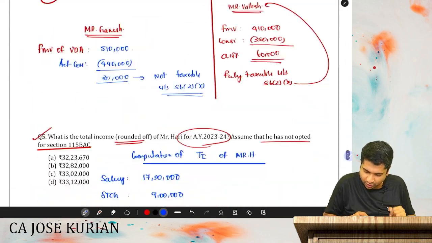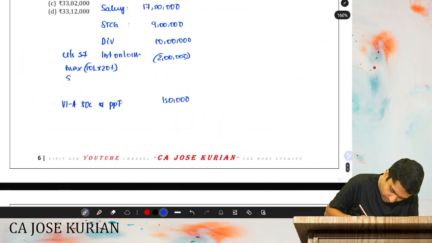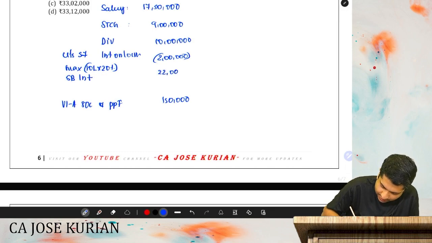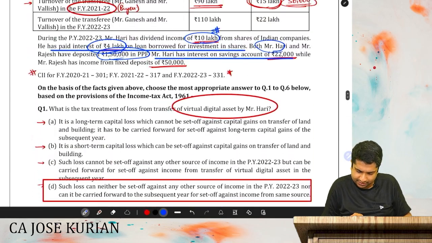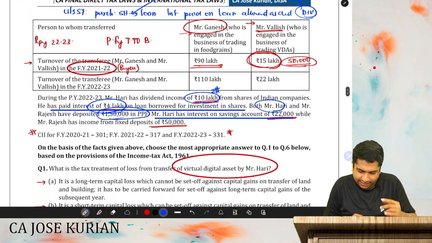So, interest on savings bank, I will write SB interest, which is 22,000. And there's a Chapter 6A deduction under 80TTA. Maximum deduction shall be 10,000 rupees. I think apart from these, he does not have any other income.